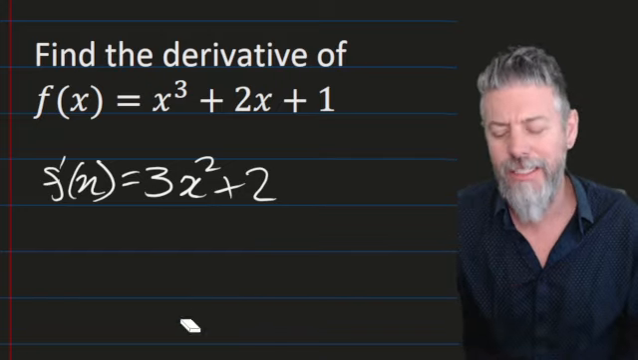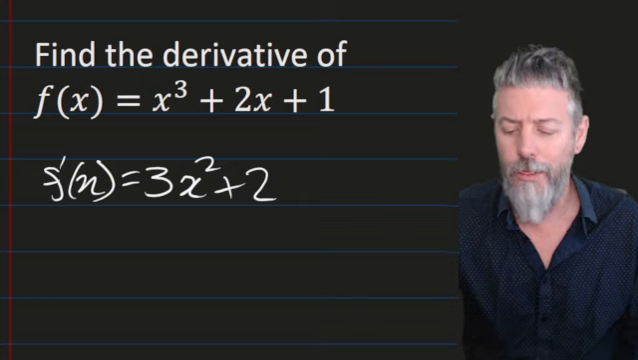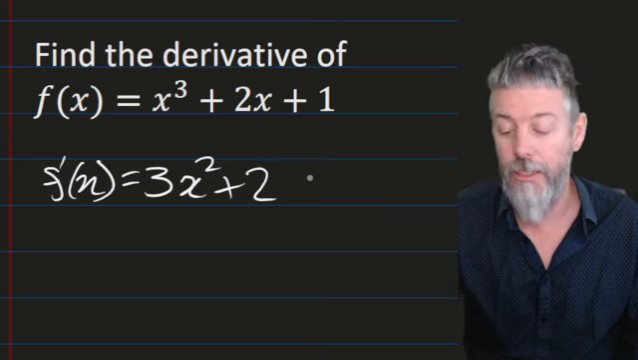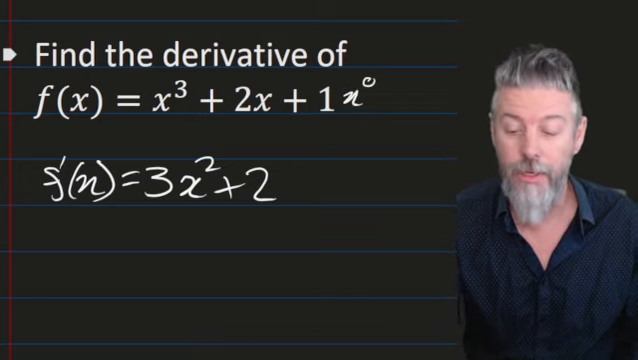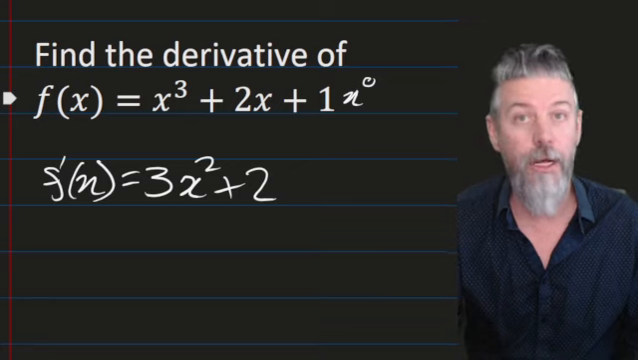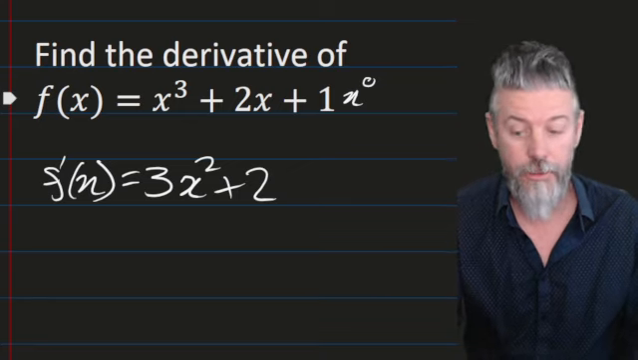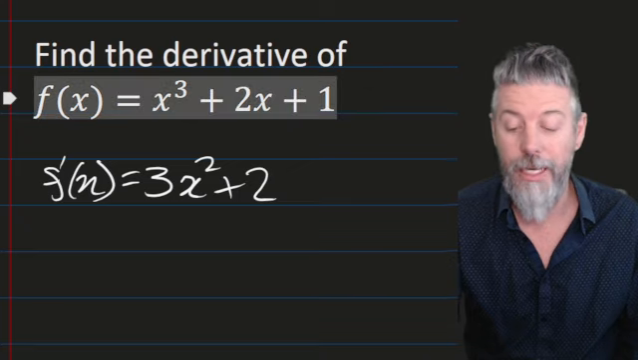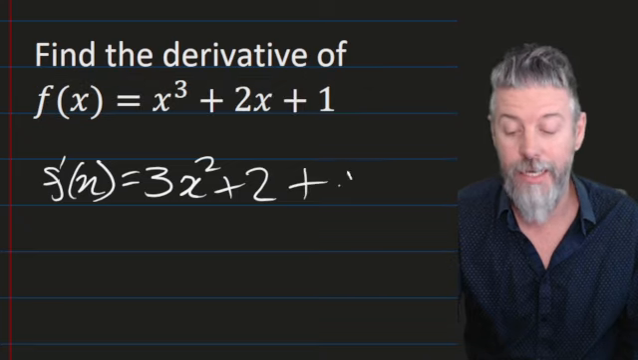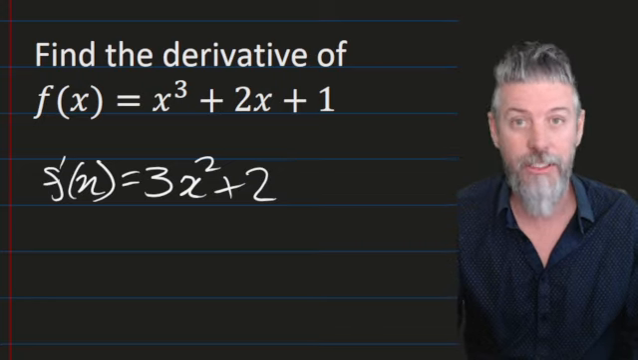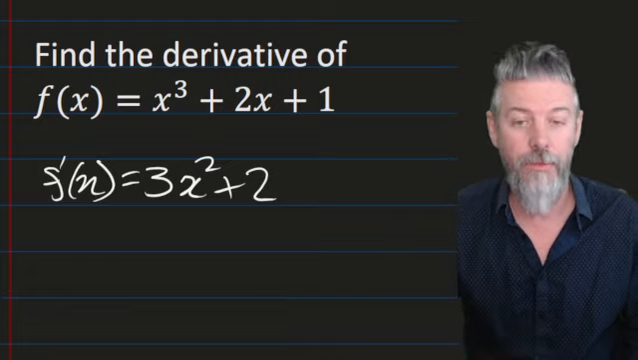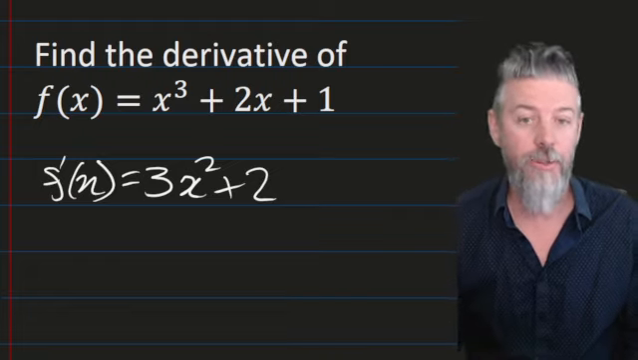And that makes sense if you want to consider the rule, because if we were considering the rule here, I suppose we could consider this as 1x to the 0. And if we then multiply by the 0 at the front, 0 lots of anything is 0, so we end up with nothing. So we could say add 0, but we don't do that. We just know that adding 0 doesn't change anything, and we end up with the derivative function being 3x squared plus 2.